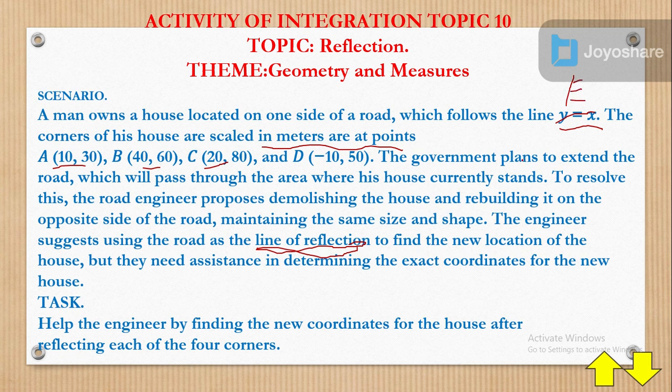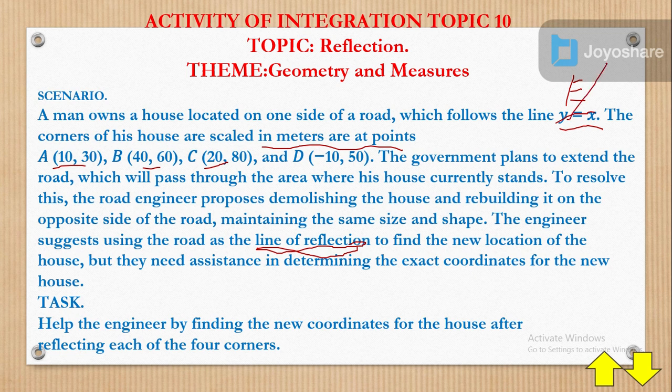To find a new location of the house, but they need assistance in determining the exact coordinates for the new house. Okay, help the engineer by finding the new coordinates for the house after reflecting each of the 4 corners. So we are simply going to do reflection. And how do you do that?